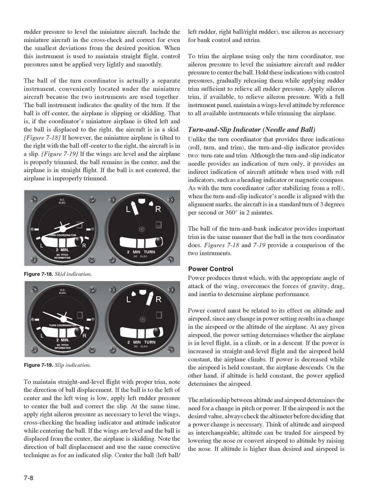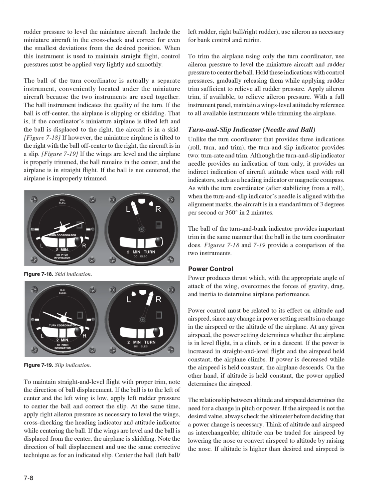At the same time, apply right aileron pressure as necessary to level the wings, cross-checking the heading indicator and attitude indicator while centering the ball. If the wings are level and the ball is displaced from the center, the airplane is skidding. Note the direction of ball displacement, and use the same corrective technique as for an indicated slip. Center the ball: left ball, left rudder; right ball, right rudder. Use aileron as necessary for bank control, and retrim.